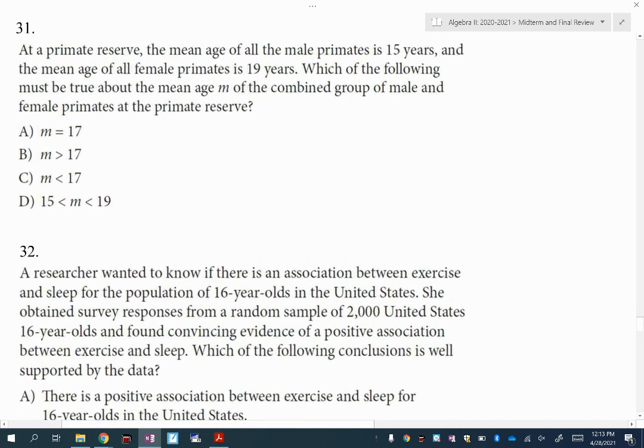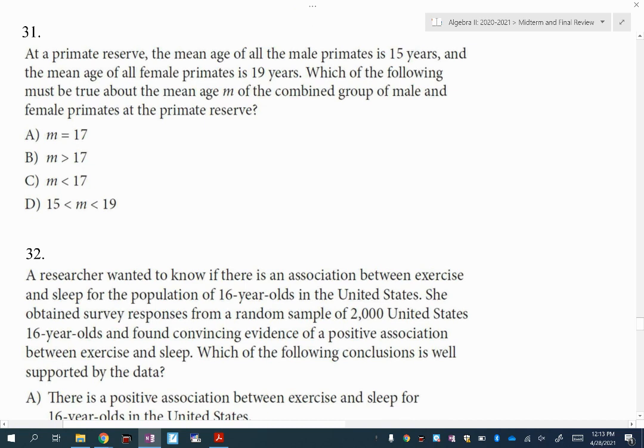Okay, here we go, number 31. We have the mean age of all male primates is 15 years. The mean age of all female primates is 19 years. Which of the following must be true about the average age for the combined group of male and female primates? Well, what they're trying to get you to think is that it's 17, because what's in between 19 and 15 is 17.